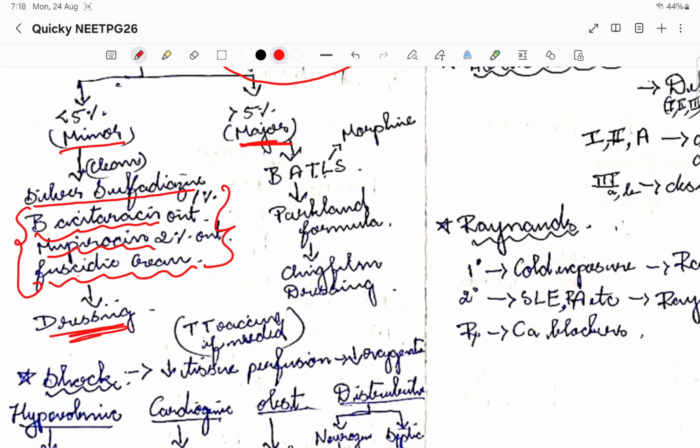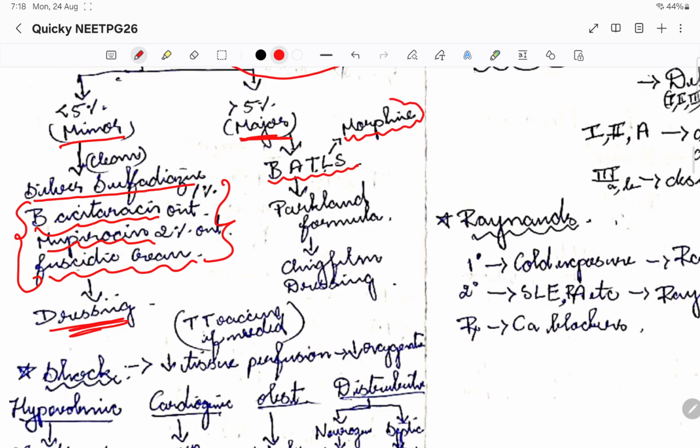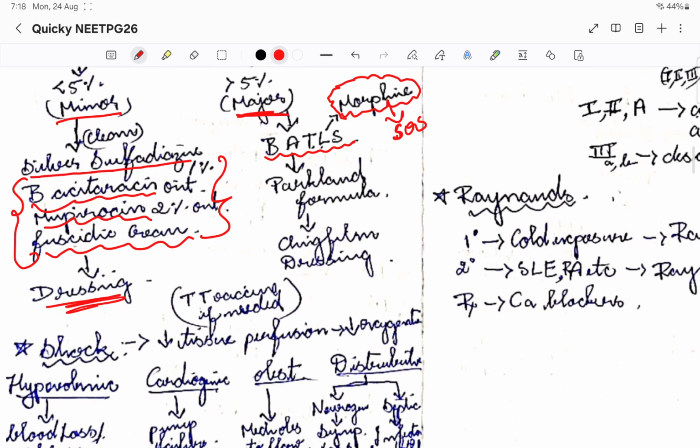Whereas if it is a major burn, then we'll follow a protocol called BATLS. We do not need the abbreviation for it. Remember, BATLS. For analgesics we use morphine. For all the patients it is not required, only SOS. It is not a protocol that we follow, that we are giving morphine to everyone. It is going to be SOS. Whoever is in too much pain, we'll be giving morphine. So morphine is the choice of drug.